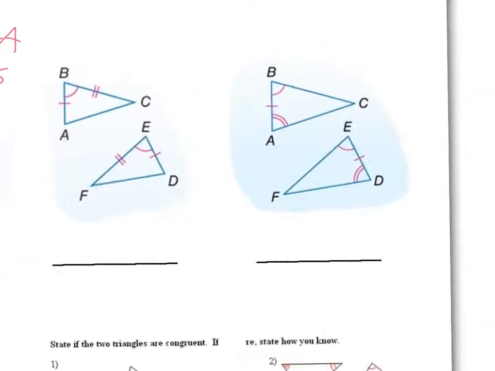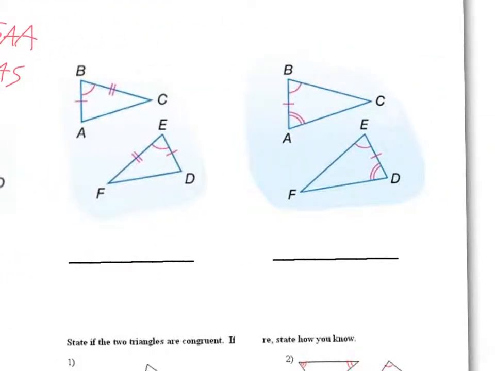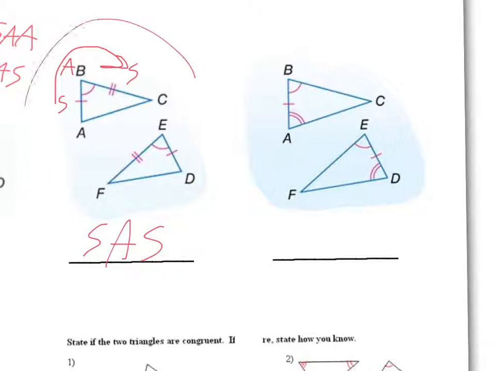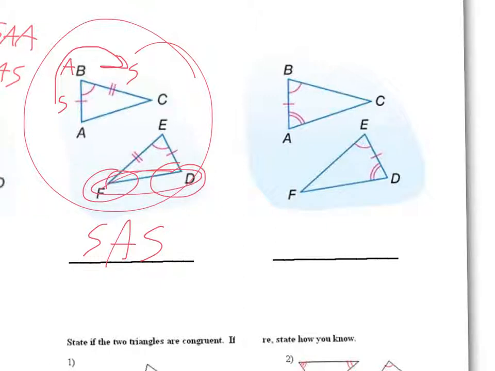This one, we're starting here, we're going around, we get side, angle, side. So if we have side, angle, side, then we can say that these two triangles are congruent to each other, even though we don't know what the angles are here or the side length here. If we just have side, angle, side, we know that they're congruent.